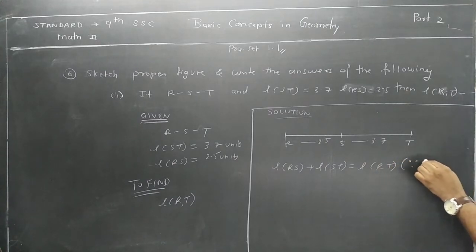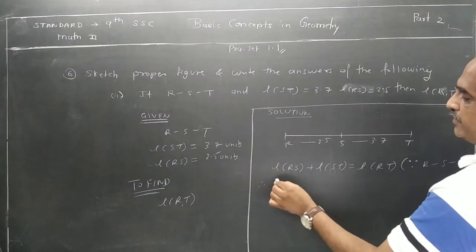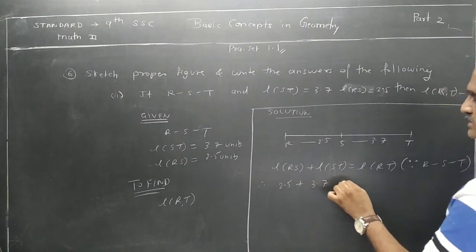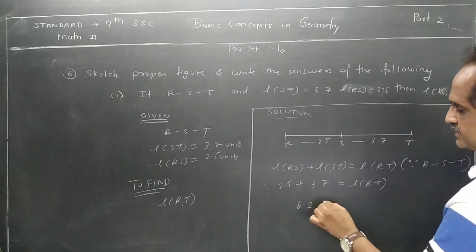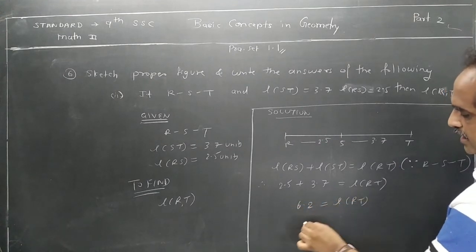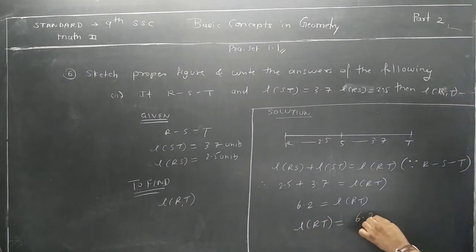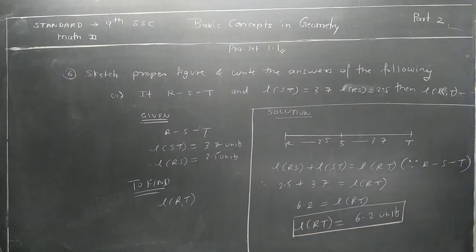The reason: S lies between R and T, or R, S and T are collinear points. Therefore, RS is how much? 2.5. ST is how much? 3.7. That is equal to RT. 2.5 plus 3.7 is 6.2, so length RT is equal to 6.2 units. This is the answer for this question.